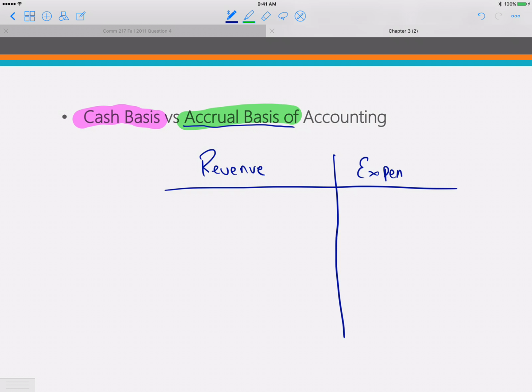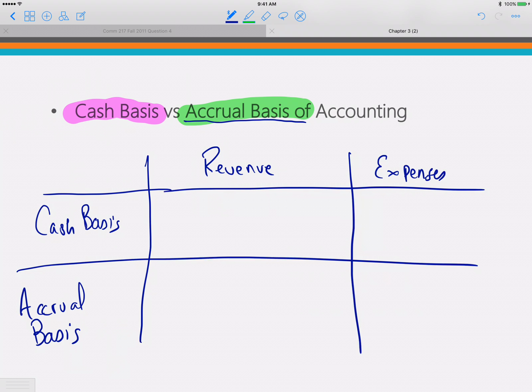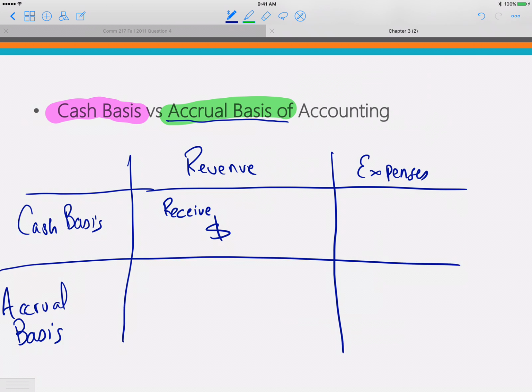So we're going to make a little table, and this is going to be explained very clearly to you. So we have the cash basis, and we have the accrual basis. So in the cash basis of accounting, we only care about receipts and disbursements, meaning when we receive and when we spend cash. And that is how we recognize a revenue or expense. So for example, in the cash basis of accounting, we recognize a revenue when we receive cash. And we would recognize an expense when we spend cash.